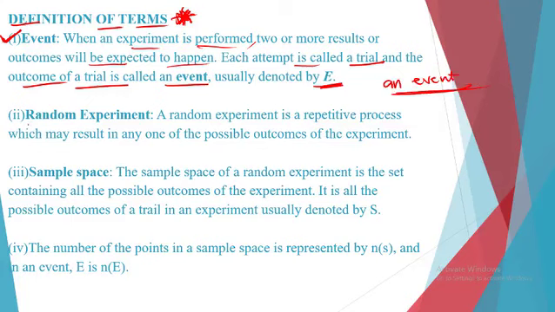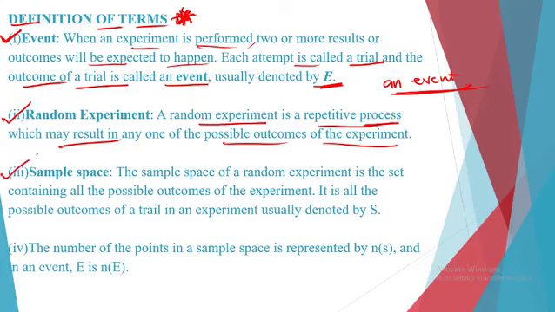Okay, we have what we call random experiment. In the first one, we talked about experiment. So a random experiment is a repetitive process which may result in any one of the possible outcomes of the experiment. Random experiment is a repetitive process. Mark that word. It is a repetitive process which may result in any one of the possible outcomes of the experiment. That's what we mean by random experiment.